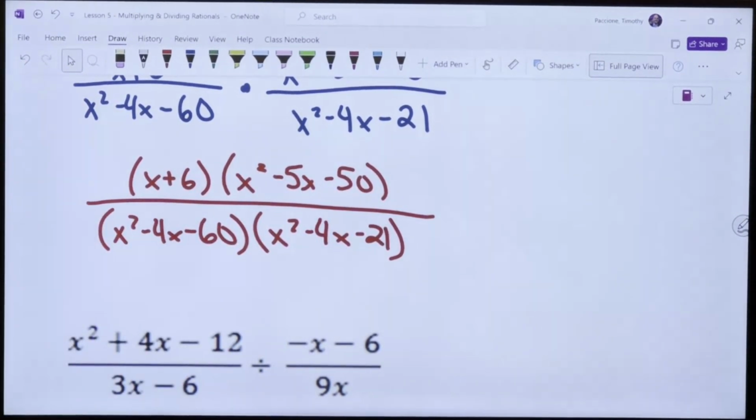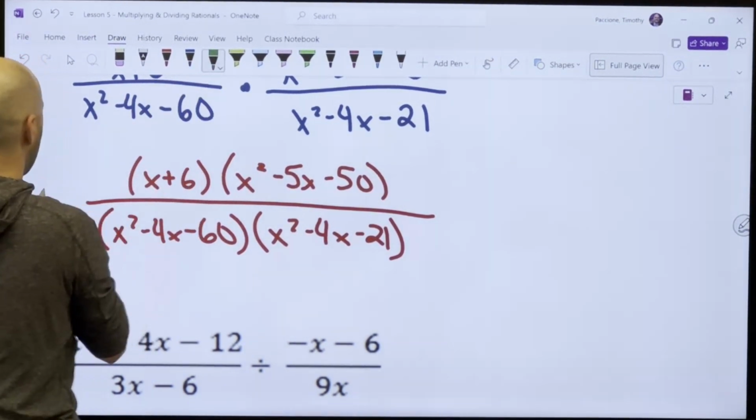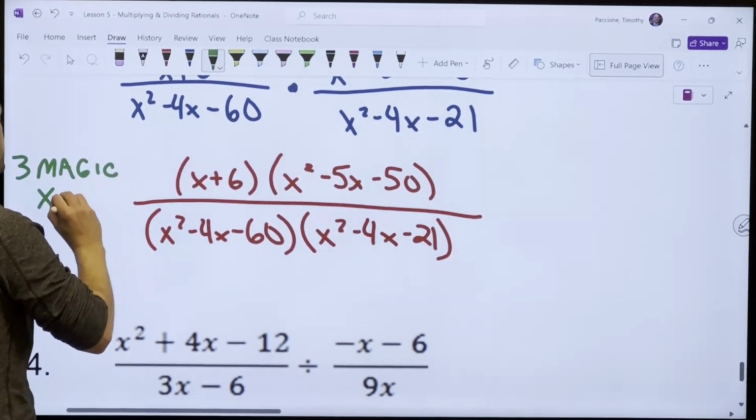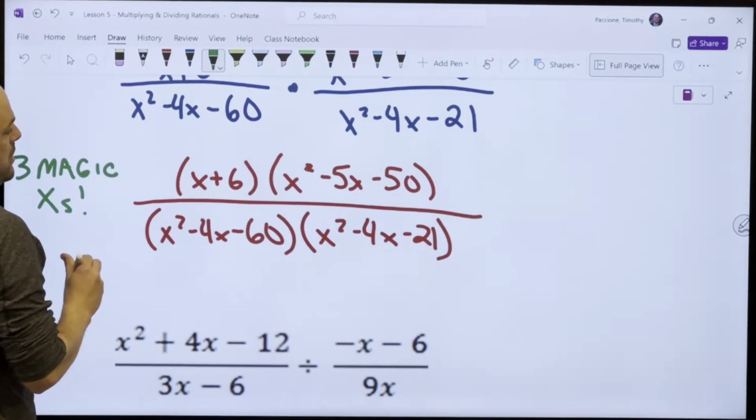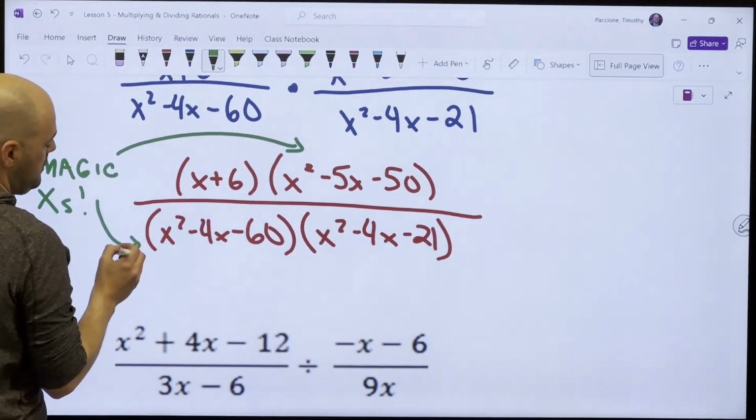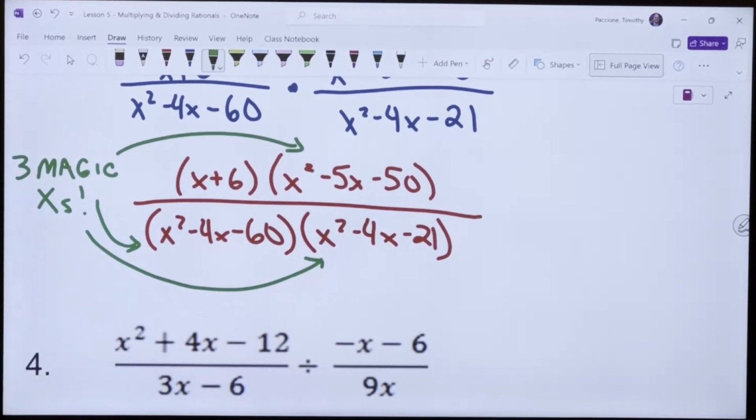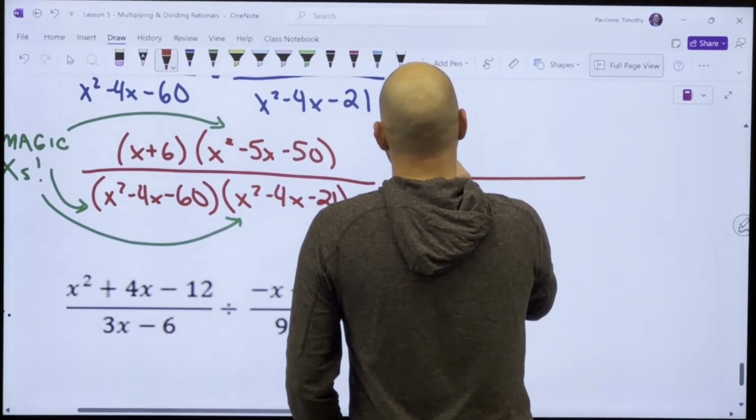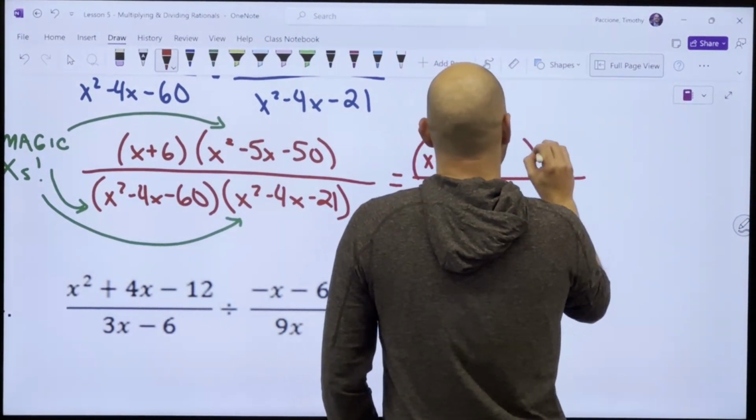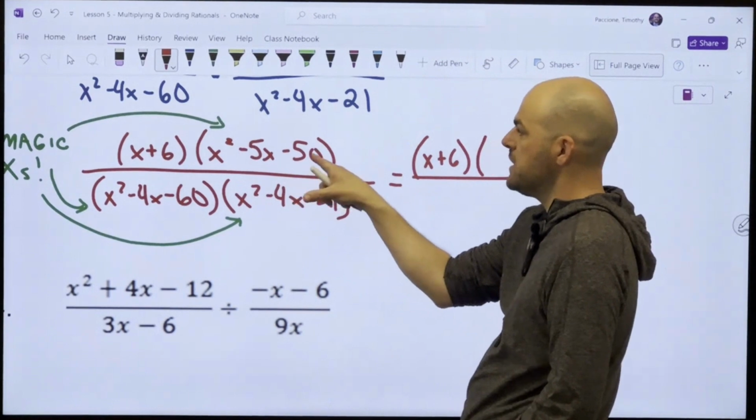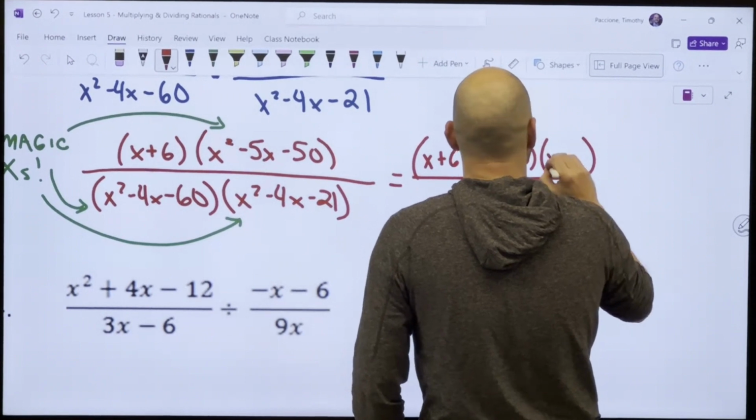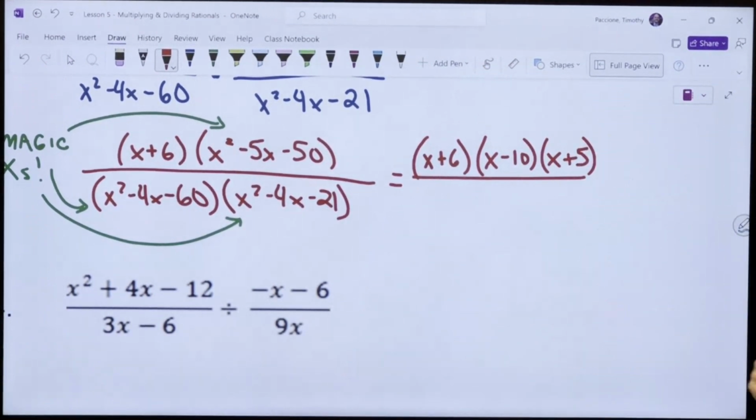How do I factor each of those? Magic x. So you're going to have 3 magic x's here in one problem. There, there, and there. Right? You got to do all 3 and then see where you land. Okay? So what does that look like? You end up with x plus 6, and then x squared minus 5x minus 50 would be x minus 10, x plus 5. Okay?